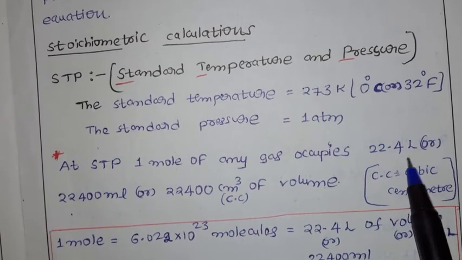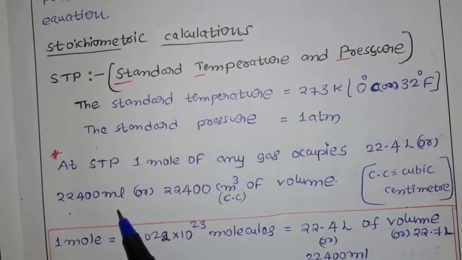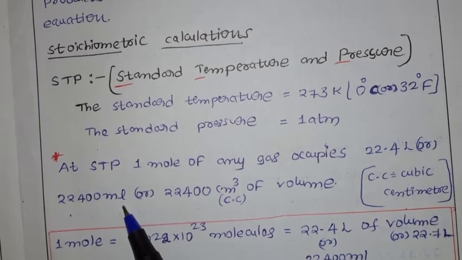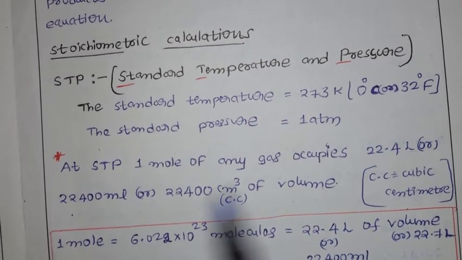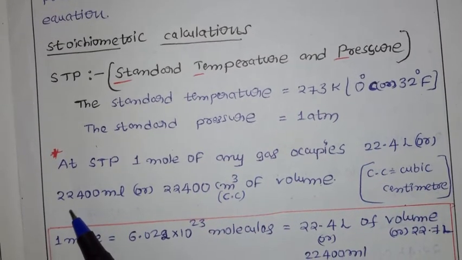22.4 liters, or if you want in ml, you know very well 1 liter equals what? 1000 ml. Already we discussed this in the states of matter. You can refer there for volume conversion and pressure conversions. So 1 liter equals what? 1000 ml, so if you multiply here, how much?